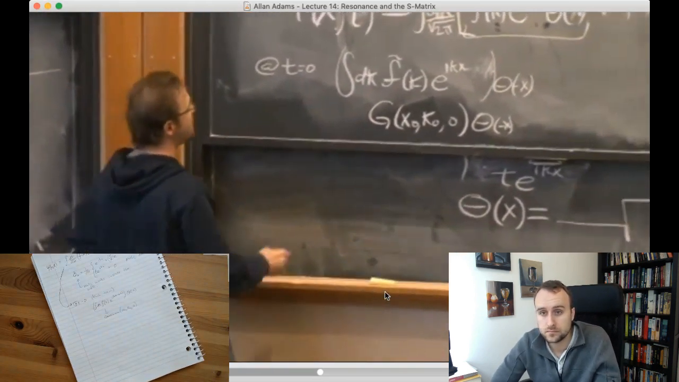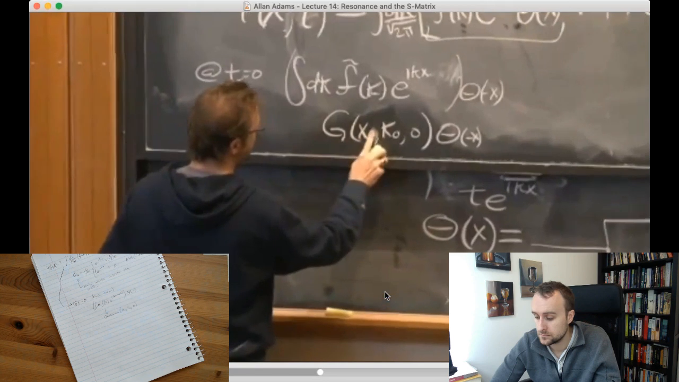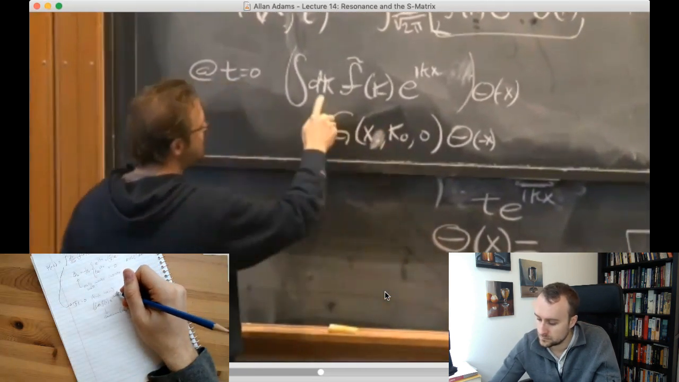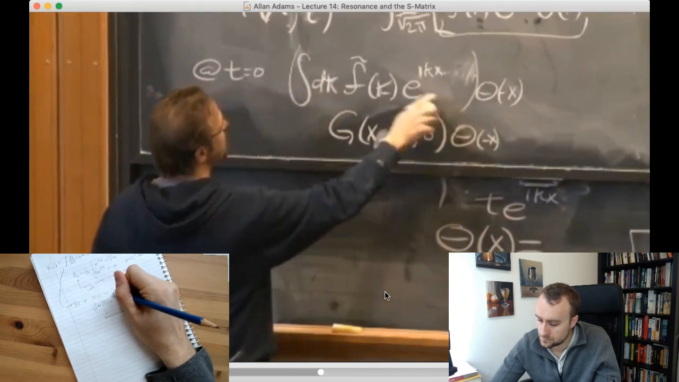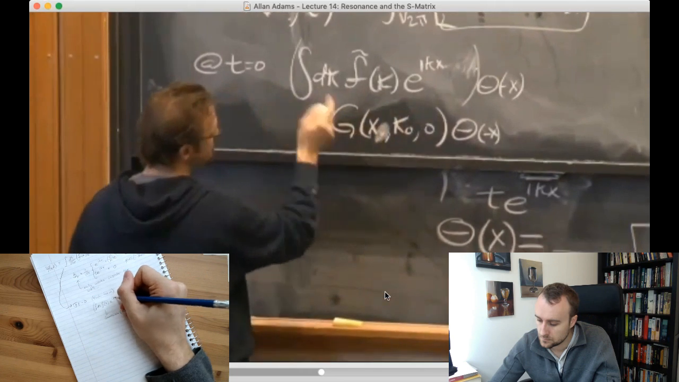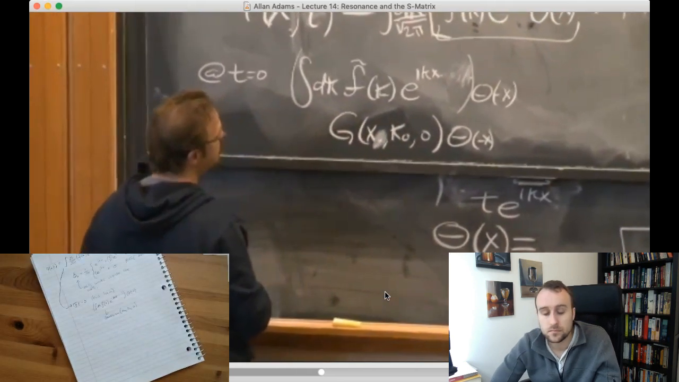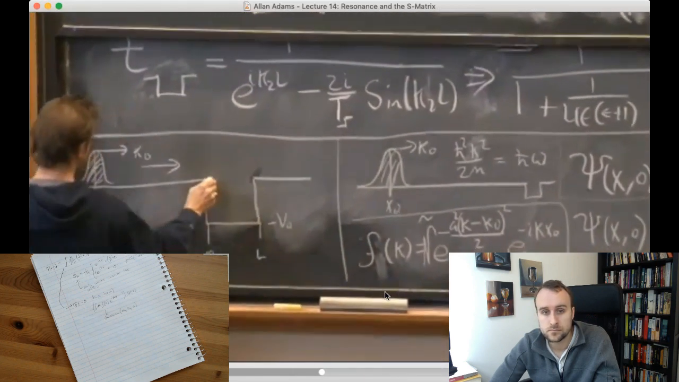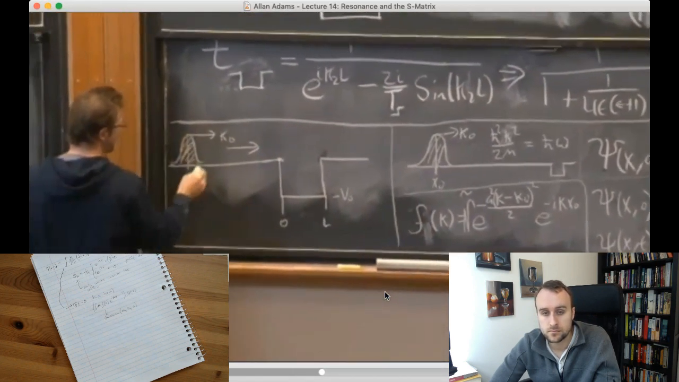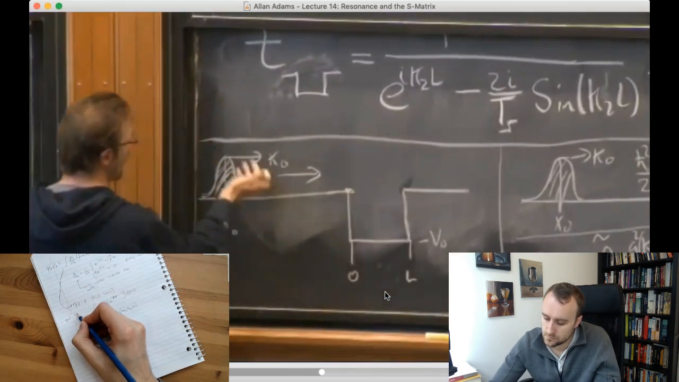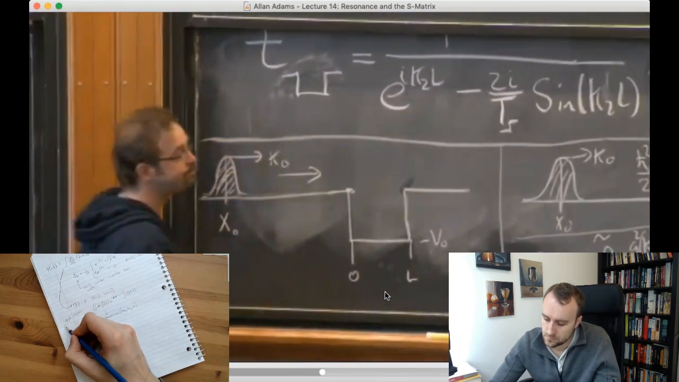This function is the Fourier transform of our Gaussian, and we're undoing the Fourier transform, so this is just giving us our Gaussian back. And as long as the particle is far away from the well, so here's the well, and here's our wave packet, that theta function is totally irrelevant because the Gaussian makes it 0 away from the center of the Gaussian anyway.